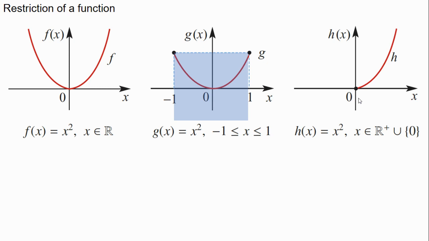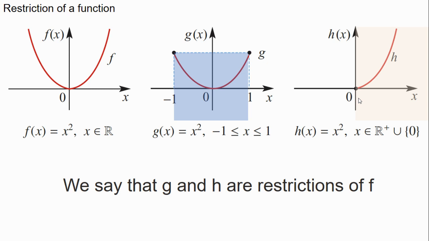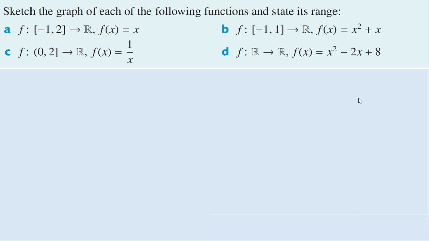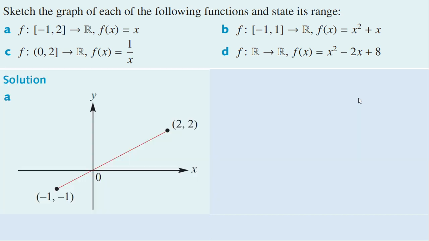So that one's just got a restriction there, that one's just got a restriction there. We say that G and H are restrictions of F. Nothing tricky there. Sketch a graph of each of the following functions and state its range.